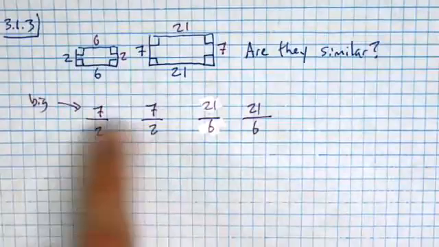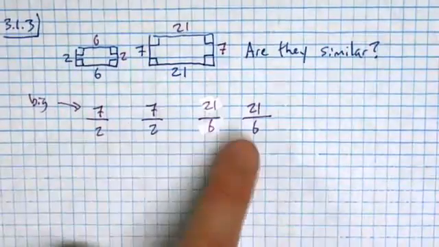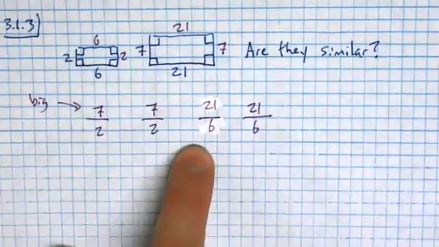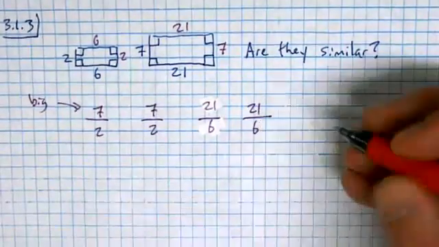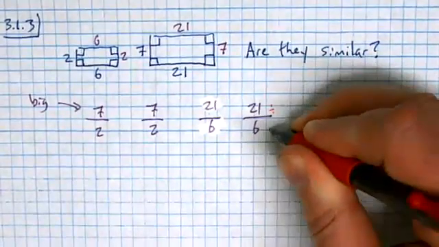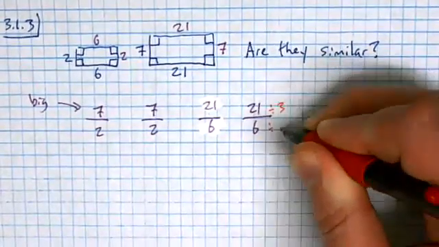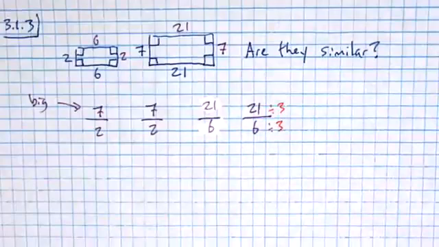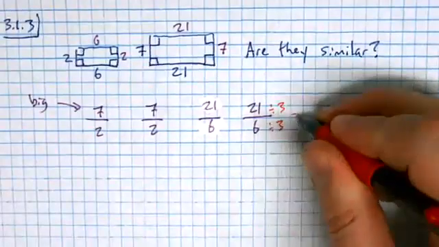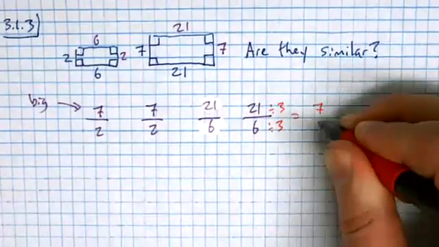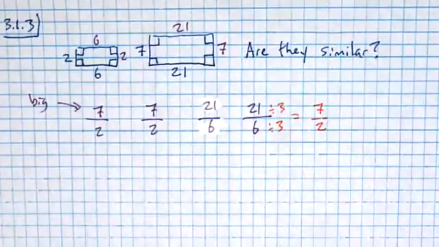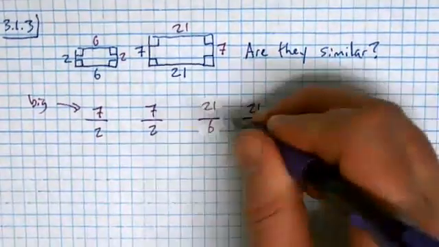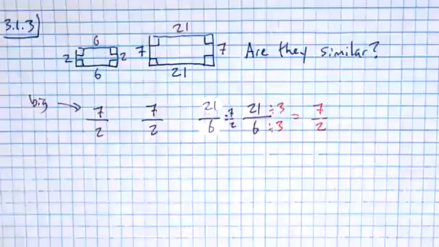Now, I know that these two fractions are equal, and I know that these two are equal, but are all 4 equal to each other? Think about 21 and 6. What number could I divide both 21 and 6 by? They both divide by 3, don't they? And if I do that, 21 divided by 3 is 7, and 6 divided by 3 is 2, and oh, it looks like those fractions are all the same. They're all equal to 7 over 2. This one's also equal to 7 over 2.